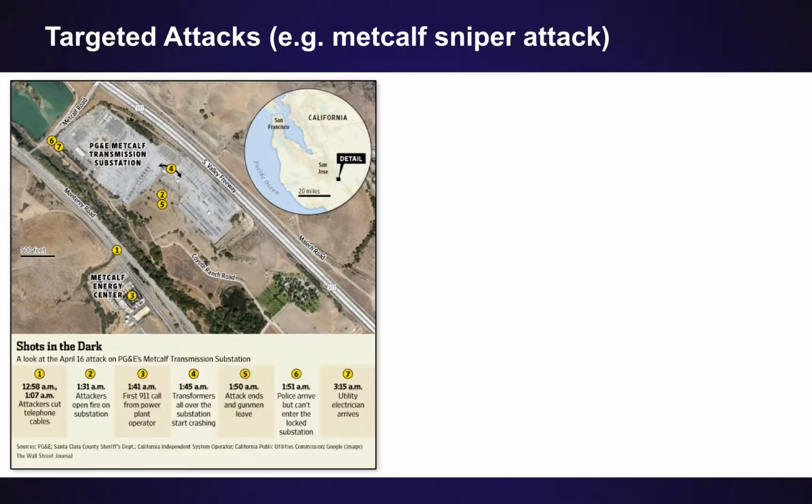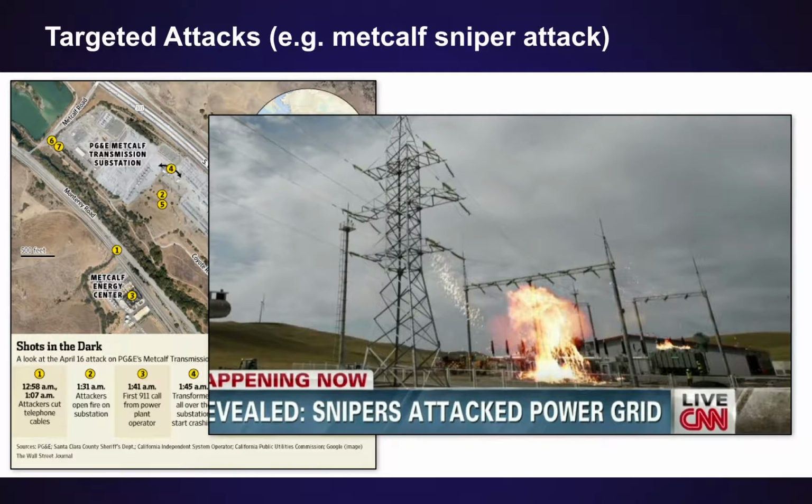Another interesting use case these kind of government agencies are interested in is targeted attacks. One of the most famous cases was this Metcalf sniper attack in California, where a sniper shot the tanks of transformers in a substation nearby San Jose. And in the worst case, this kind of damage could cause an overload, which set a fire or damage the whole substation. This is only an illustration made by CNN of how bad it could be. In this case, things did not actually catch on fire.